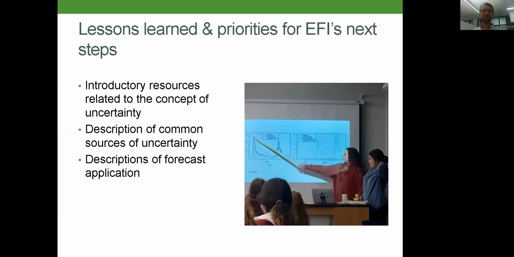Some of the gaps that we've found are that introductory materials for defining general concepts around uncertainty are not as widely available, nor is a general summary of the common sources of uncertainty that might not necessarily be directly within ecological forecasting, and further examples of how forecasts are applied in resource management.